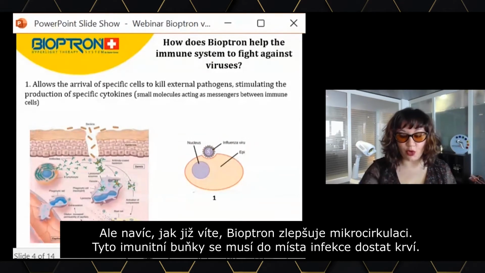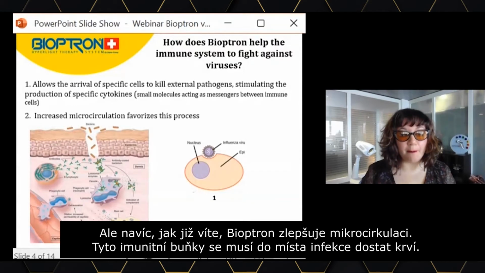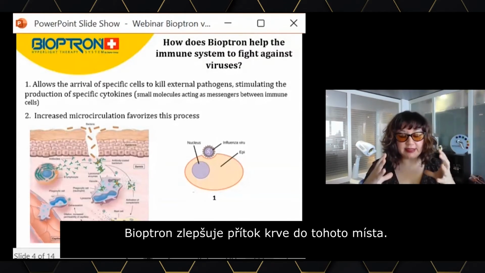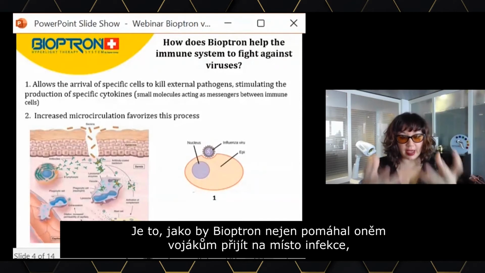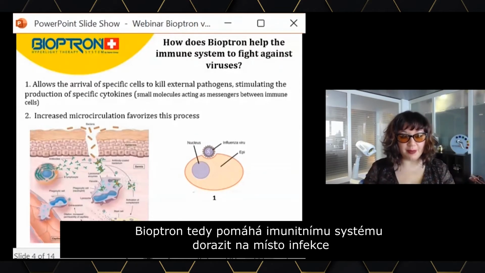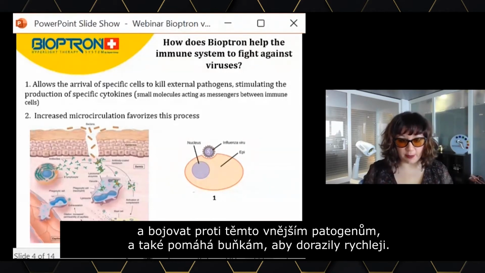But on top of that, as you know already, Bioptron is improving the microcirculation. Those immune cells need to arrive to the infection site by the blood, and for that, Bioptron is improving the arrival of blood to that site. It's as if Bioptron was not only helping the soldiers to come to the infection site, but also bringing the flow of water in which these soldiers are coming by boats. So Bioptron is helping the immune system to arrive to the infection site to fight against this external pathogen, and also helping these cells to arrive faster.